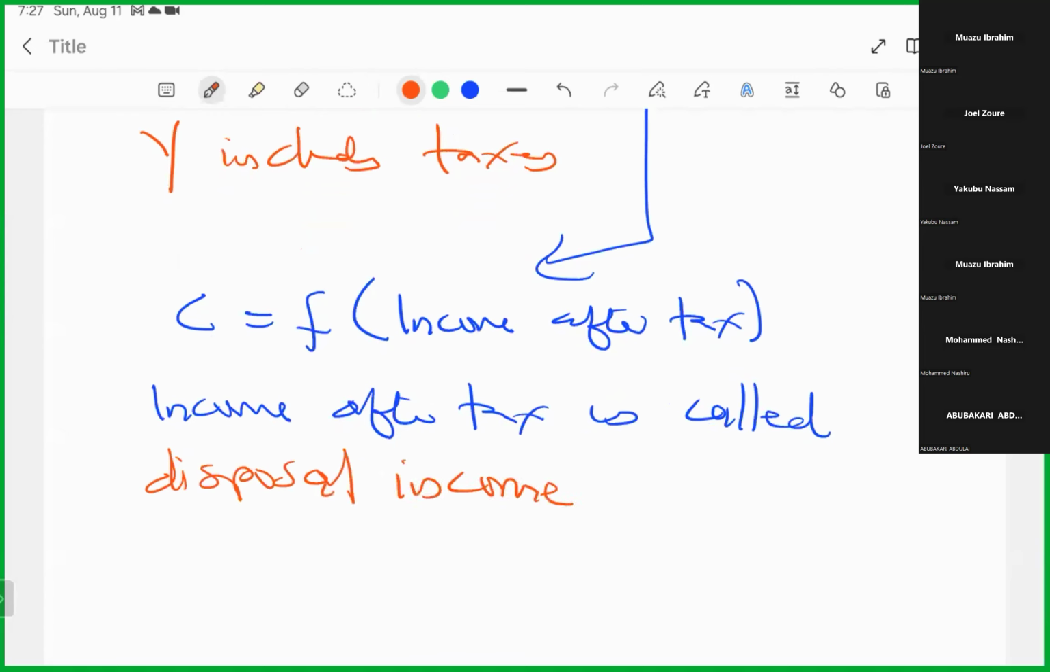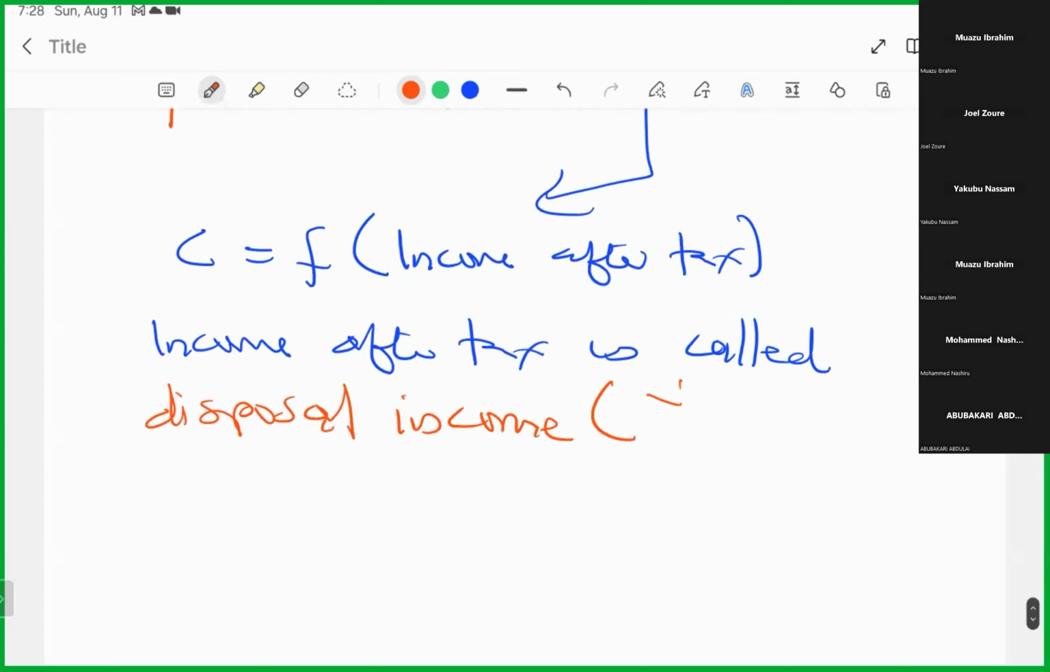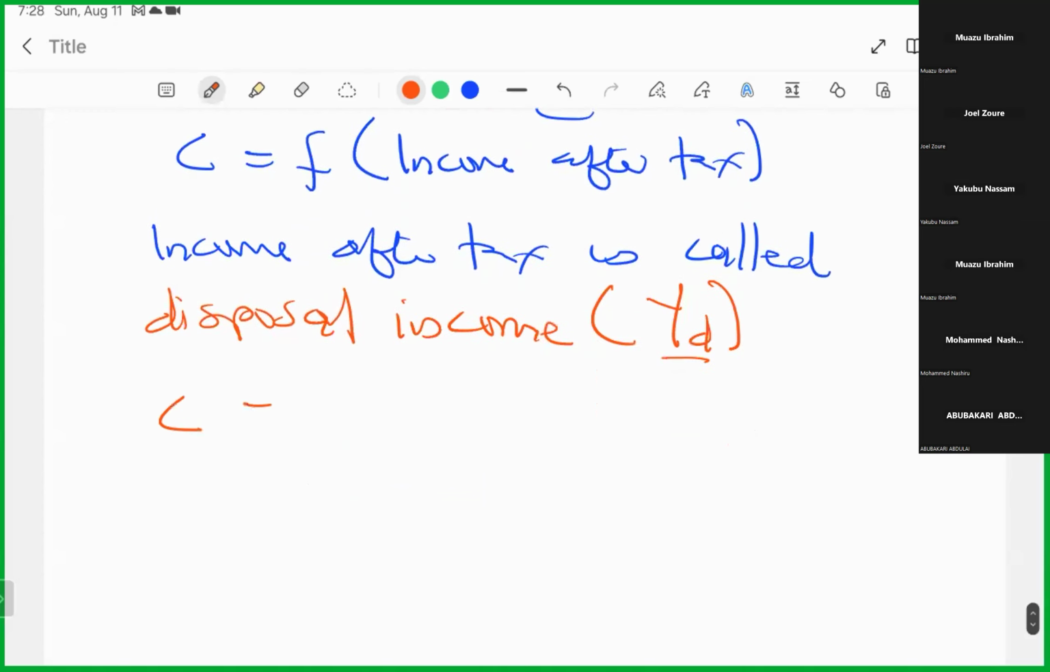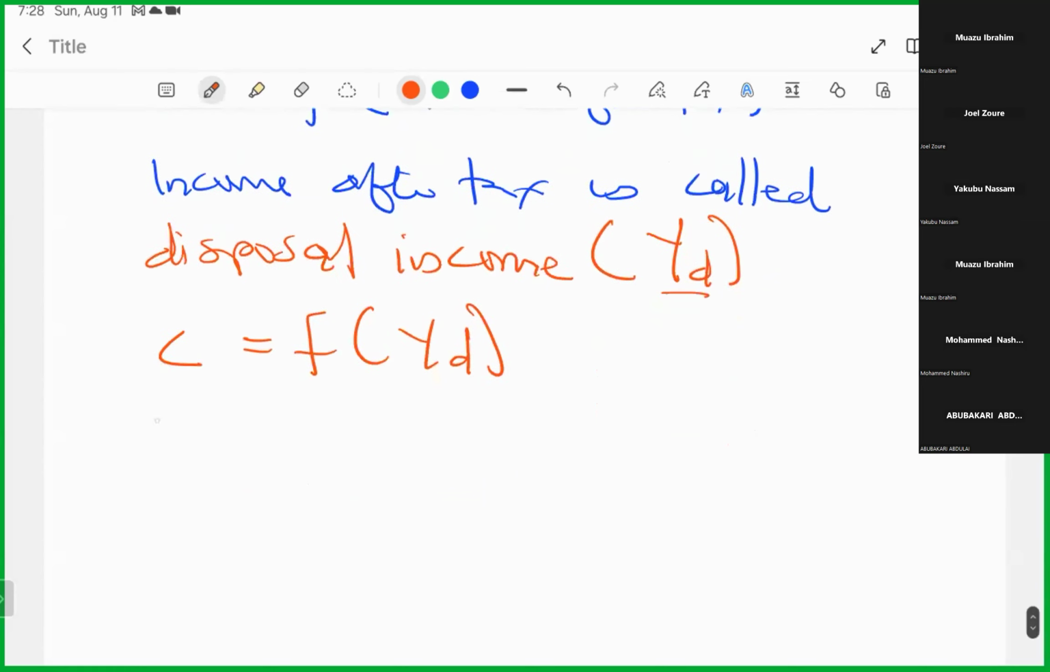So when you take your salary or your pay slip, how much you are paid is your disposable income, when government taxes have been taken care of. That disposable income is written as YD. So anytime I write this, it means disposable income, which means that our consumption is a function of our disposable income. And what is disposable income? Our disposable income is the income that we get minus taxes.